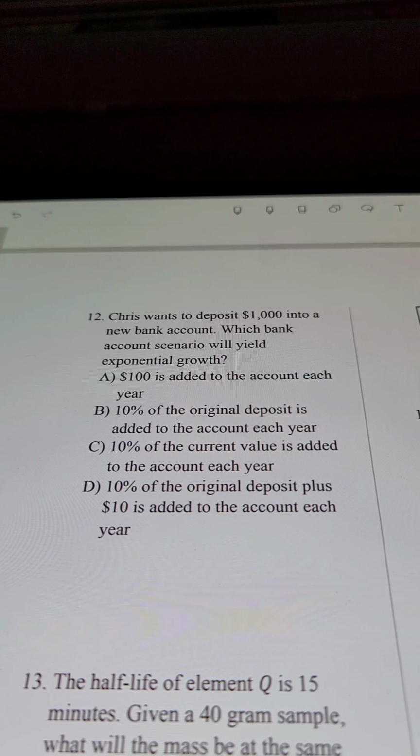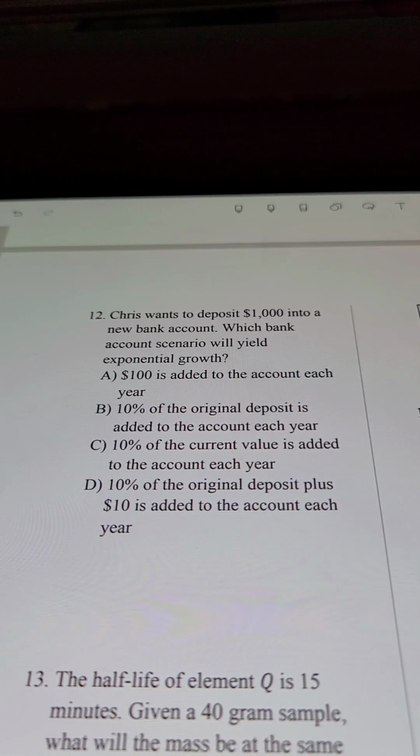Okay, pause, read number 12 if you haven't already. So we want exponential growth. So that means that we have to be multiplying by something, multiplying the current value by something each year or whatever the time interval is. So right away I see added for A, so that's out of the question. And for B, I see added again, like 10% of the original deposit.